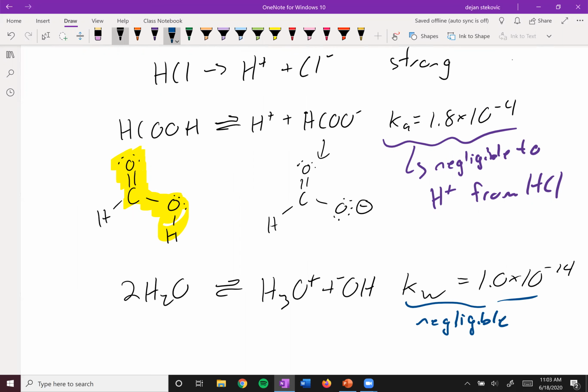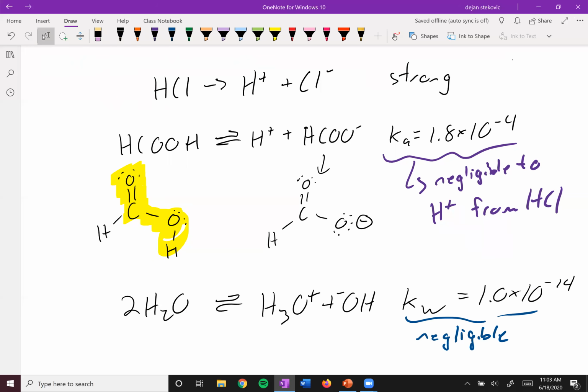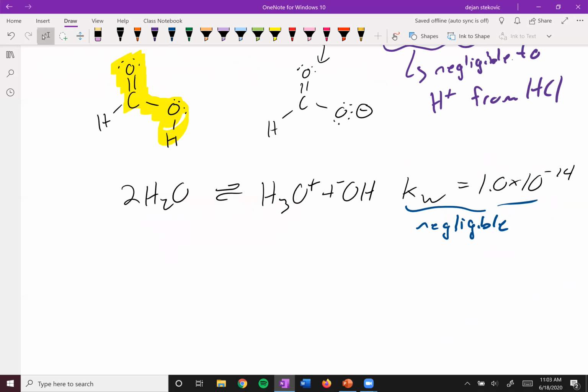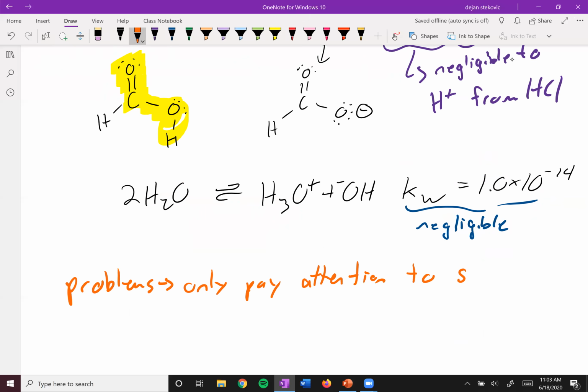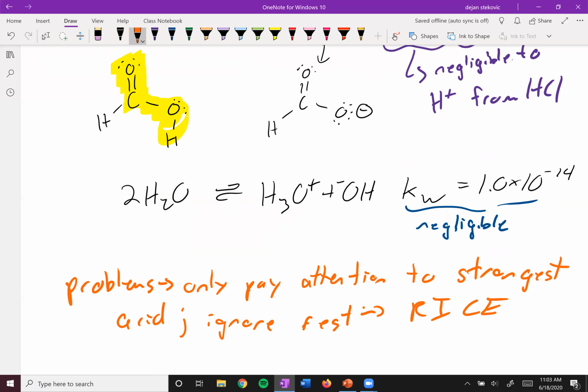So when you have a mixture of acids, just focus on the concentration and the strength of one of the acids. So I'm just going to rewrite this down. For problems, only pay attention to the strongest acid. Ignore the rest. And then do a Rice table with the strongest acid.